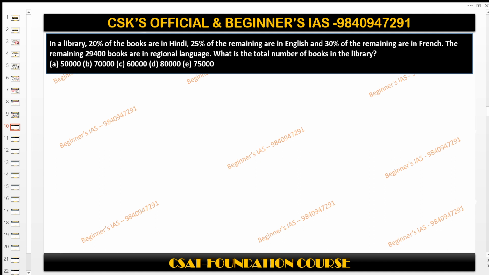Sir, when they say "of the remaining," what does this line mean, sir? Of the remaining 25 percentage of the remaining in a library. Which means out of 80, 25 percentage. Understood?